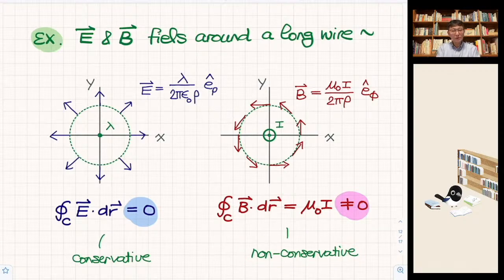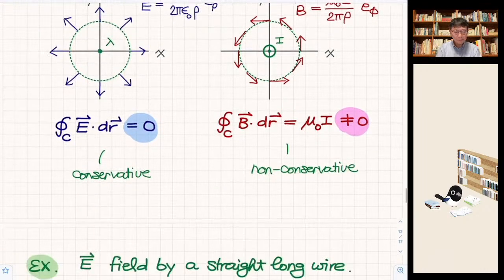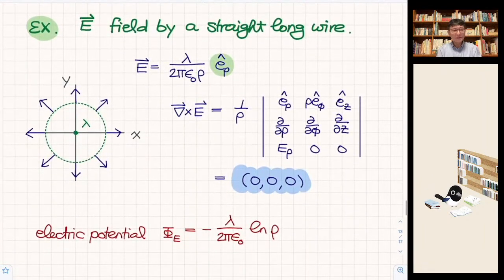The logic should be straightforward: it should be satisfied for all contours, but I found one contour whose value is not zero. So I have proved that the B field is non-conservative. But for the E field, it's only suggesting that maybe it's conservative. So how can we make sure the electric field is indeed conservative? Well, by the trick that I have showed you, just compute its curl, because the criterion that we showed before is nothing but asking that its curl is zero.